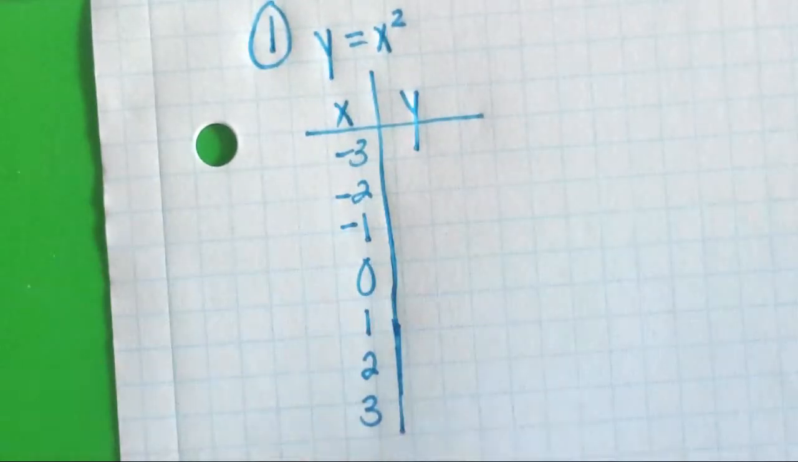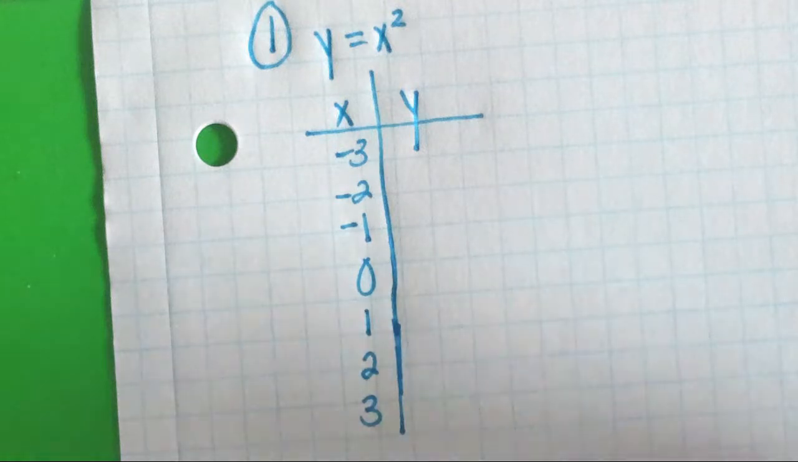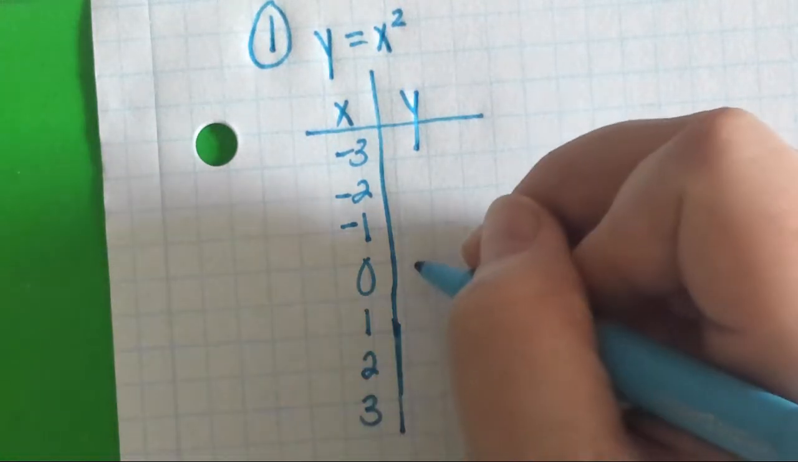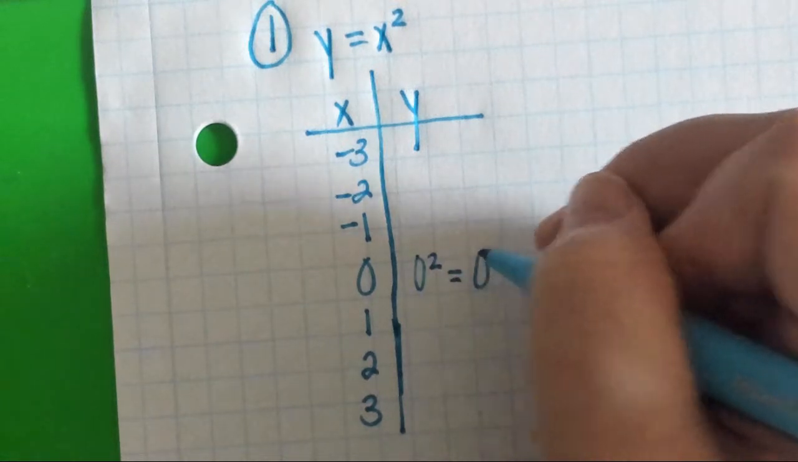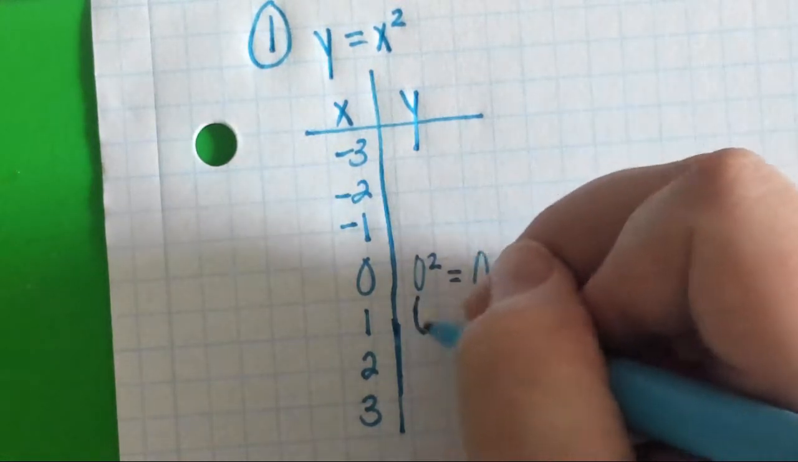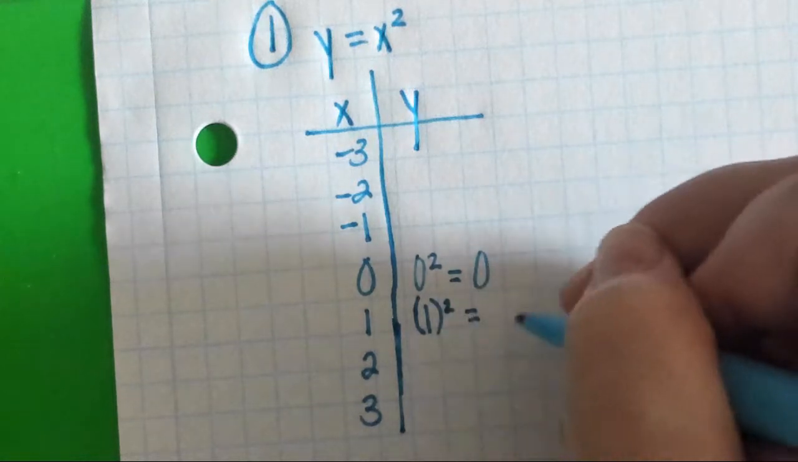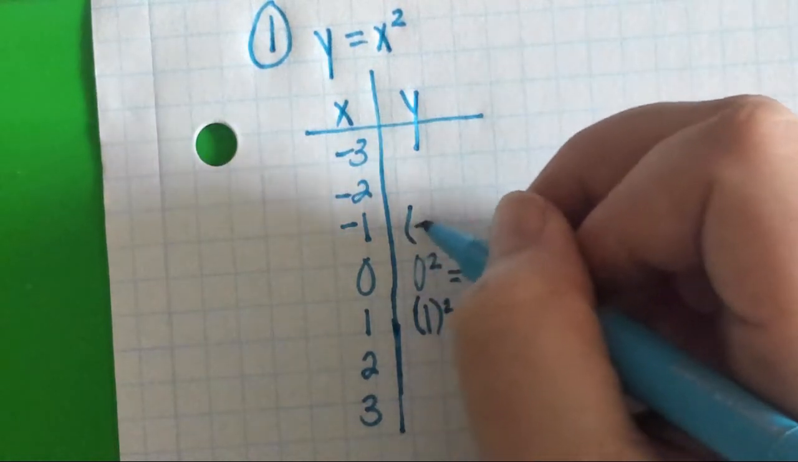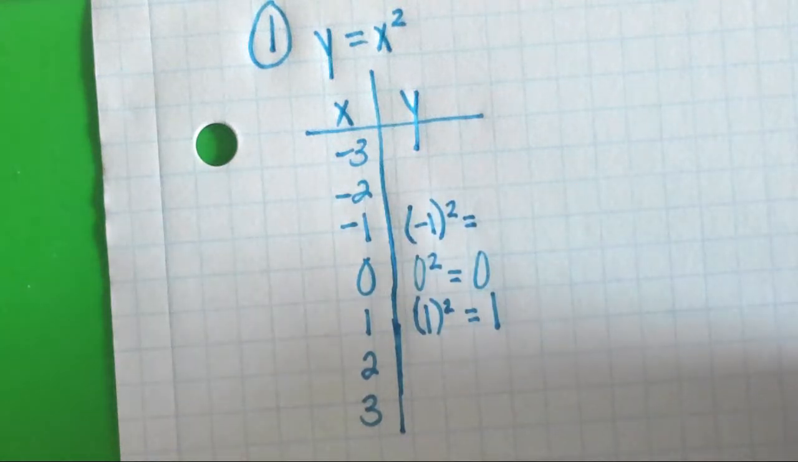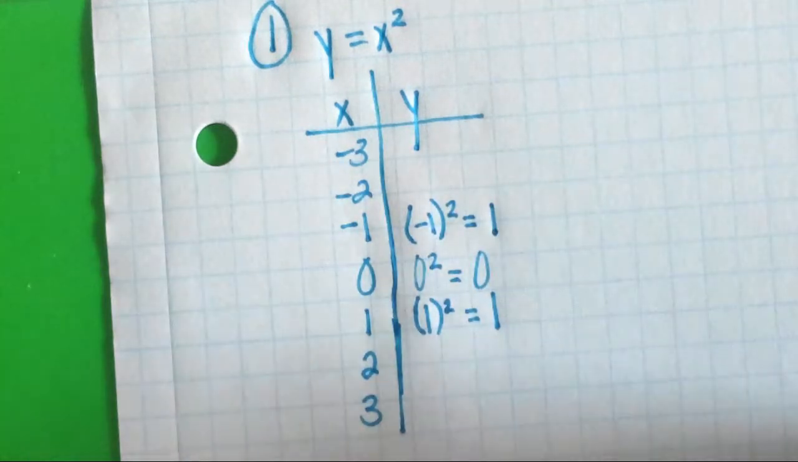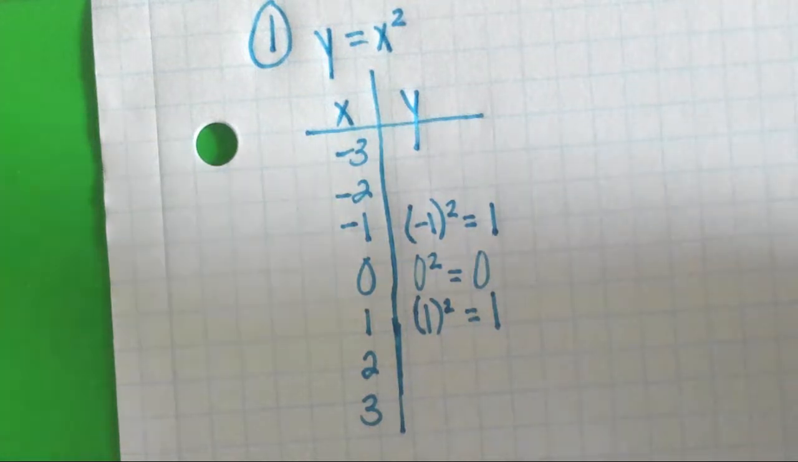Okay, so again, I'm not doing this for you, so I'm going to fill in a little bit of this table, but should you fill in the rest? Of course. What is 0 squared? 0. What is 1 squared? 1. Okay, what is negative 1 squared? What is negative 1 times negative 1? Positive 1. Okay, obviously you need to fill in the other values.